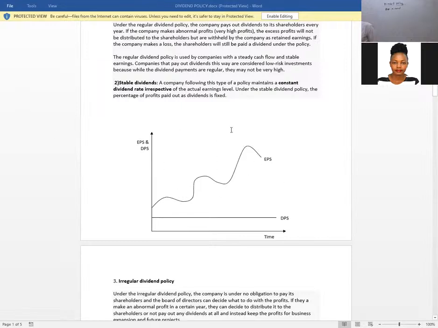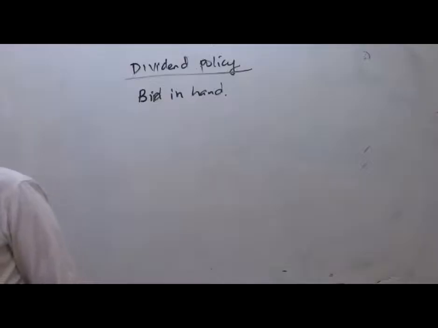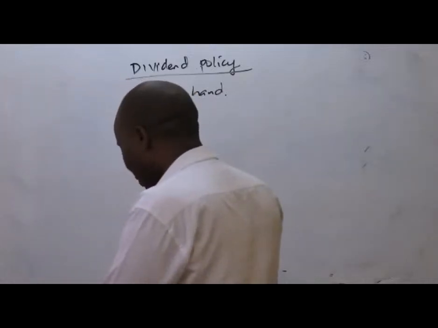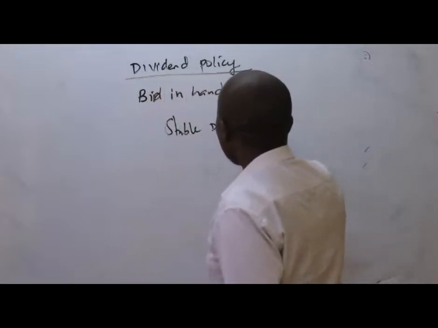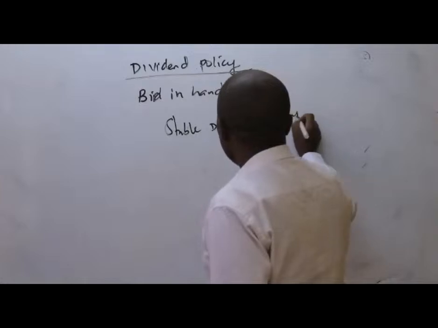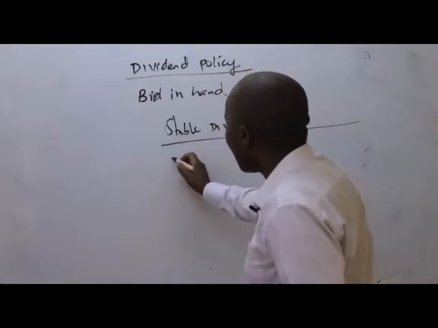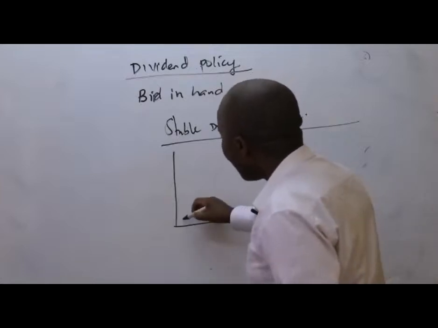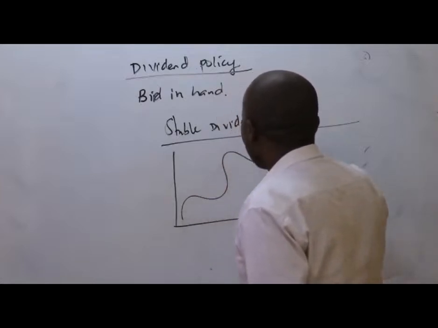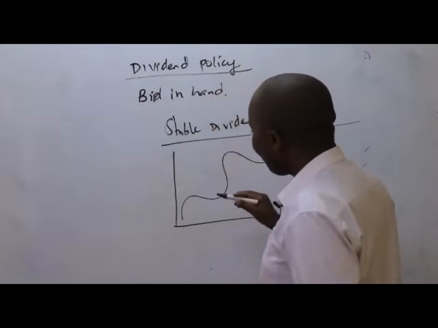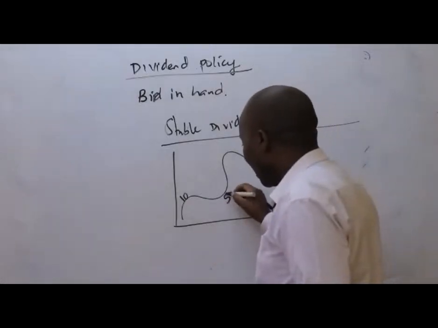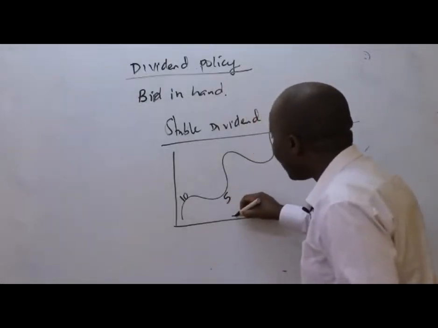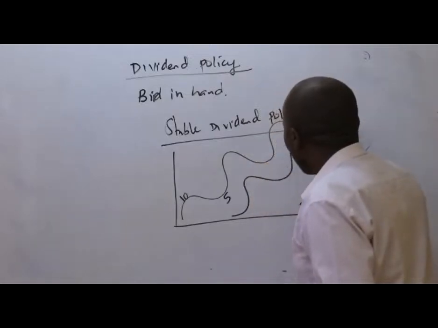Actually, this is not the proper graph for this. Allow me to explain this a little bit. Ladies and gentlemen, a stable dividends policy will always have this kind of situation where if our profit after tax fluctuates like that, for example, if the profit after tax here is 10 million and here is 5 million, then automatically our stable dividends will always move like that.